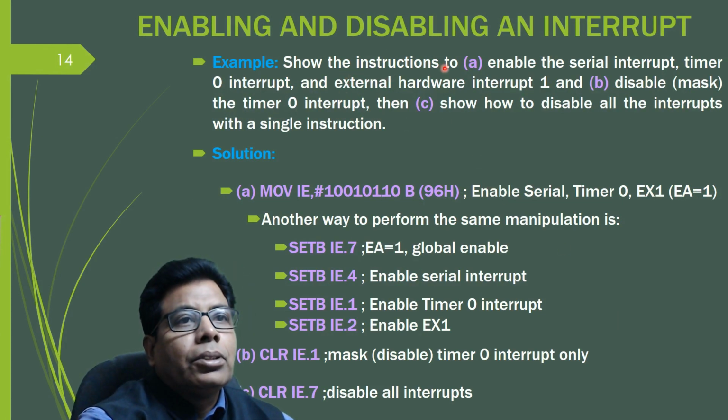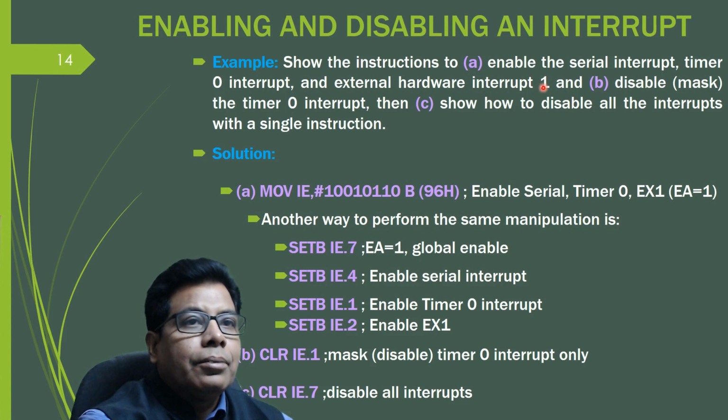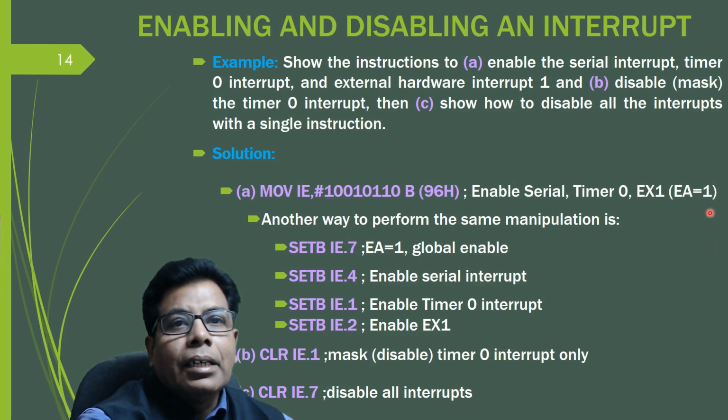Show the interrupts to enable the serial interrupt, timer 0 interrupt and external hardware interrupt 1. Let us see the A part. For this, we have the bits. According to the bits of the IE, the first bit will have to be set to 1, because that is for EA, so EA should be 1.